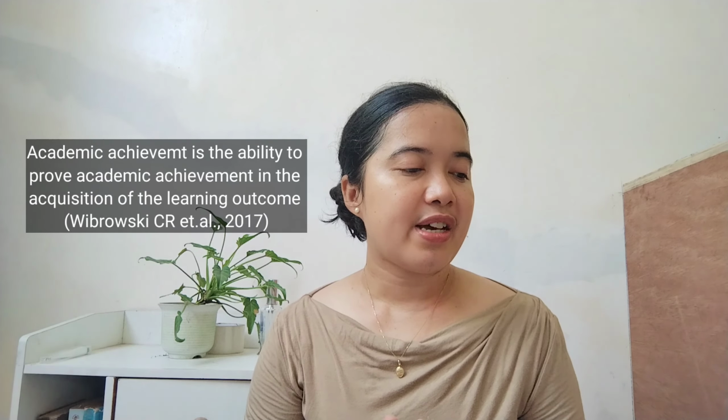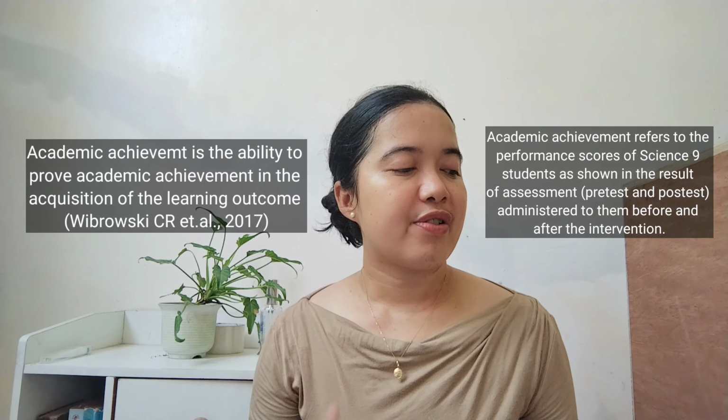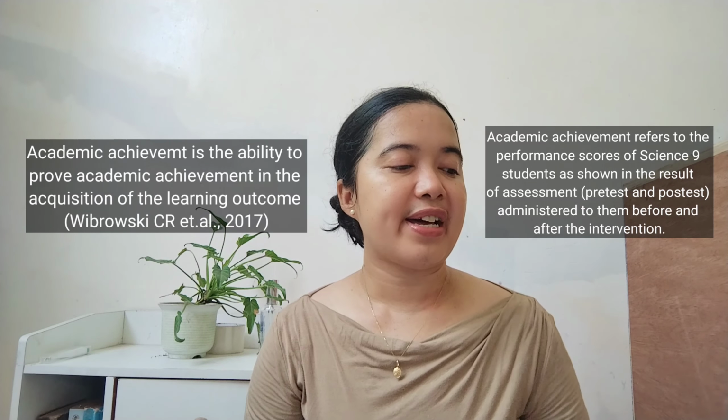Now, we'll proceed to the next example. The other term that needs to be defined in our research title is the academic achievement. Now, I want you to do the same thing. Identify which one is a conceptual definition and which one is an operational definition. Academic achievement is the ability to prove academic achievement in the acquisition of the learning outcome. This is according to Wibrowski, CR, et al. in the year 2017.